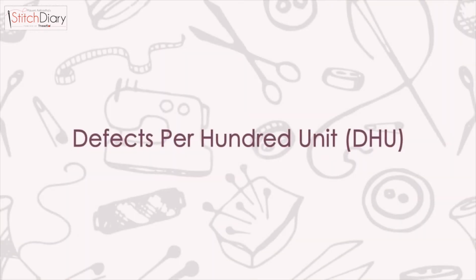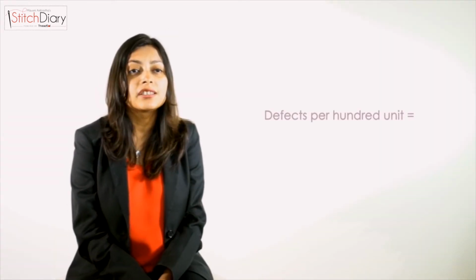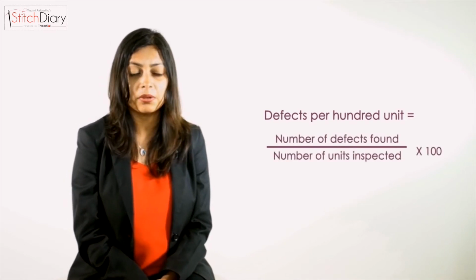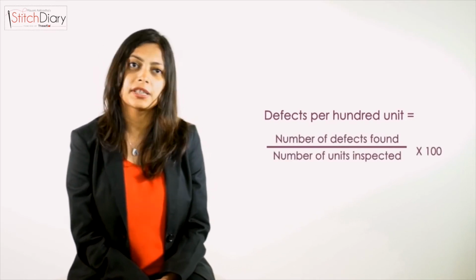The next metric is defects per 100 units or DHU. It is one of the popular methods of measuring quality, and as the name suggests, it's basically the number of defects found per lot or per sample, represented as a percentage. Each defect that is found in a garment adds to the workload of repair. So when you find defective garments, it's also required to count how many exact defects were found within each garment.